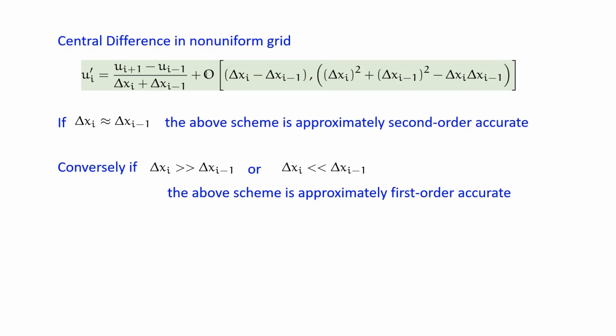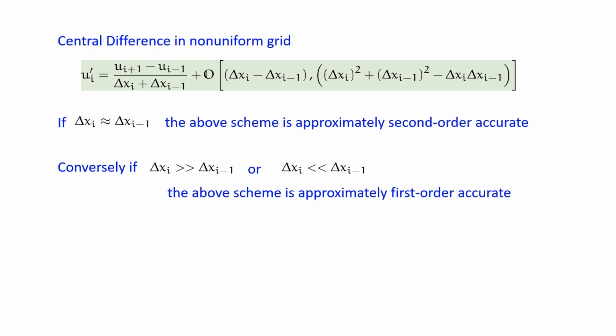Exactly the same argument we can put if Δξi is much smaller than Δξi−1. Overall, it means that if Δξi and Δξi−1 are very close to each other, then the scheme is almost second order accurate. If Δξi and Δξi−1 are not close to each other, then the scheme goes more toward first order accuracy. So in general, the scheme will hover somewhere around the accuracy of 1 and 2. That means first and second order.